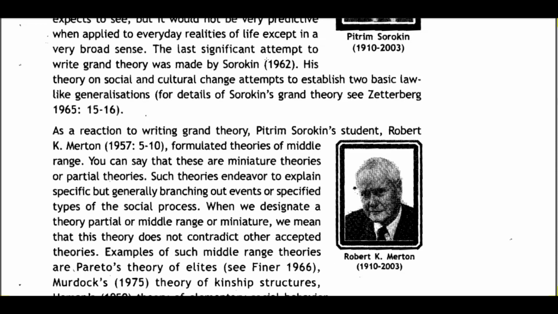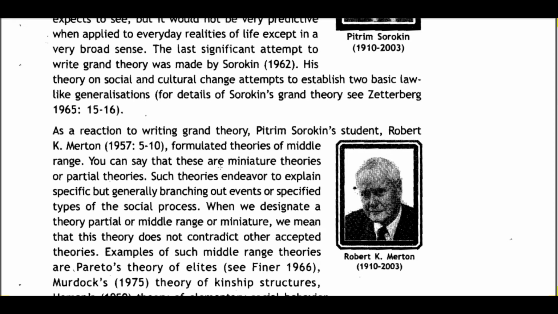The last significant attempt to write grand theory was made by Sorokin. His theory of social and cultural change attempts to establish two basic generalizations. For details of Sorokin's grand theory, see Zetterberg 1965 and 15. As a reaction to writing grand theory, Pitirim Sorokin's student Robert K. Merton formulated theories of middle range.